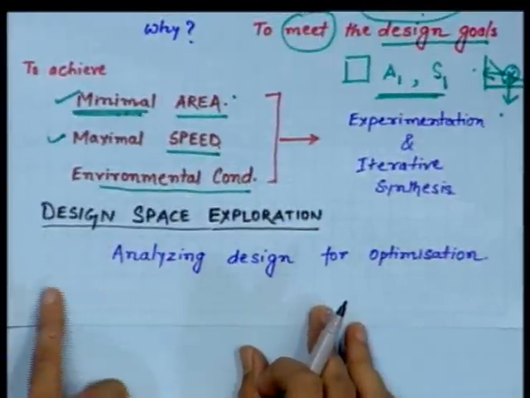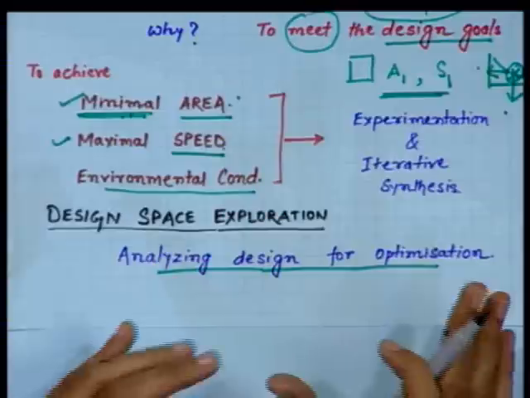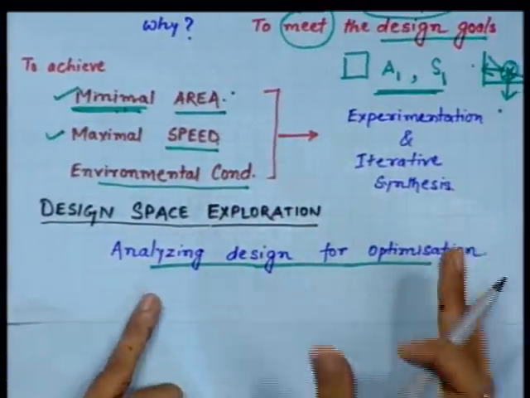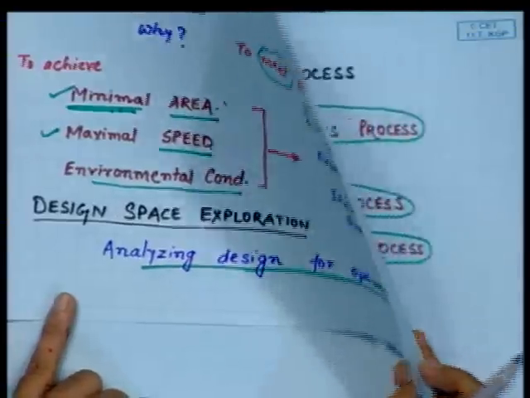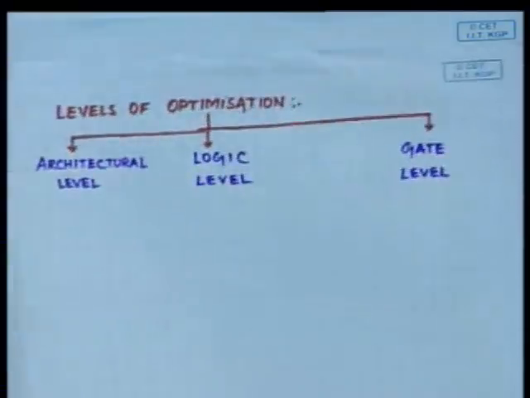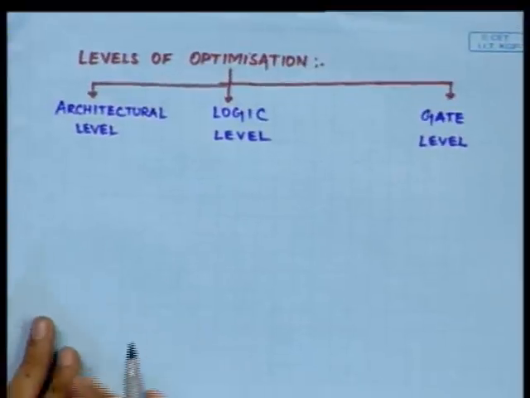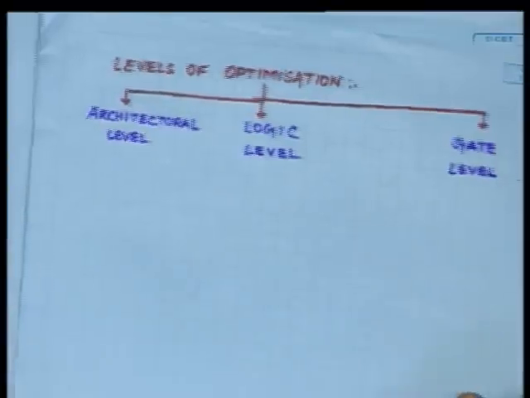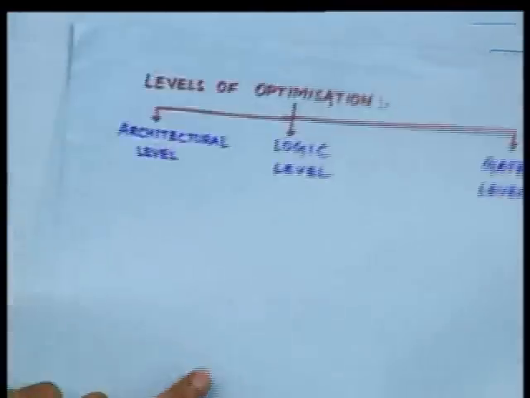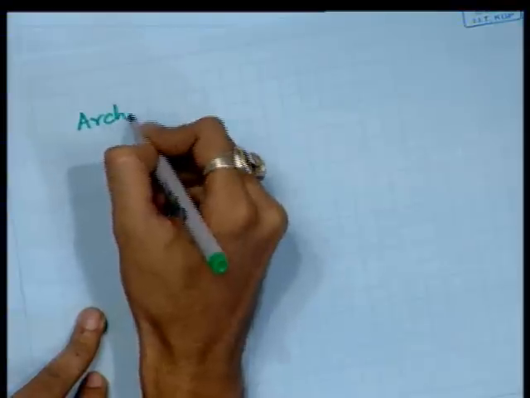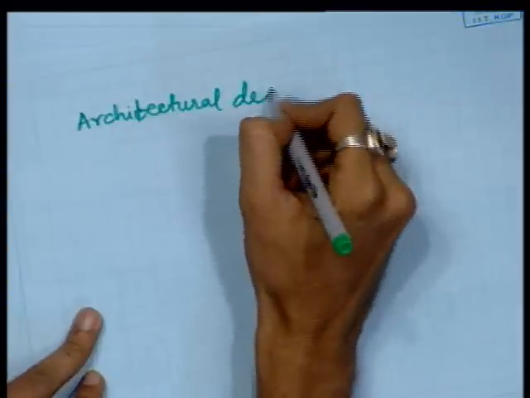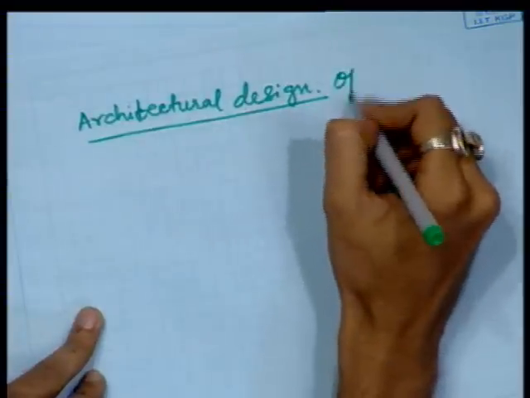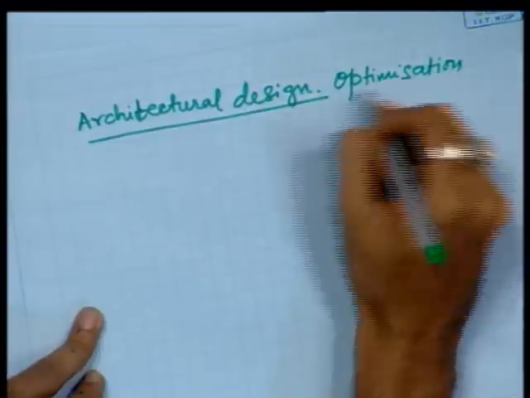Now design space exploration. There is a term design space exploration. What is that? That is analyzing the design for optimization, where we can optimize the design. It will search for the possibility of optimization. Now there are 3 levels of optimization. Optimization can be done at the architectural level, at the logic level, or at the gate level. We will talk a little bit about optimization here. It will be taken in detail in some class later. Not architectural design, architectural level optimization.